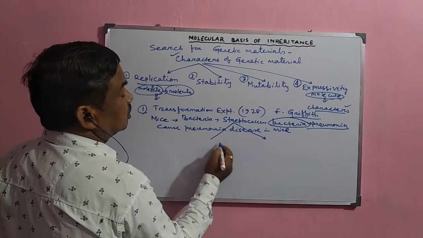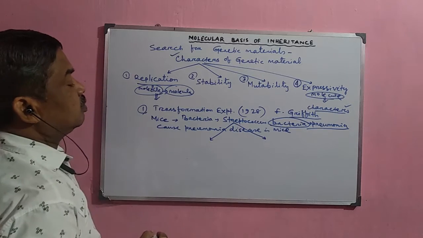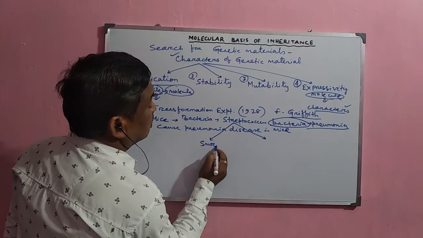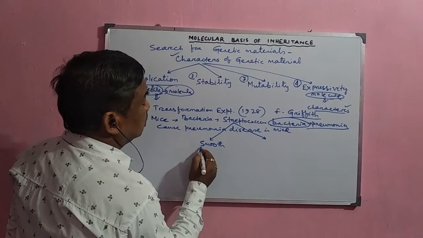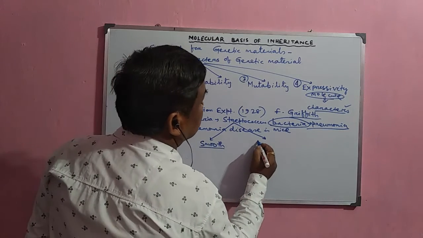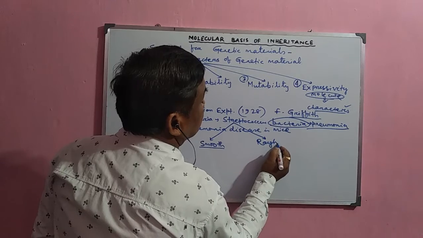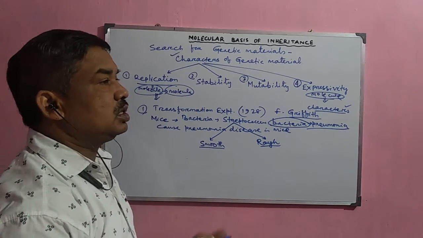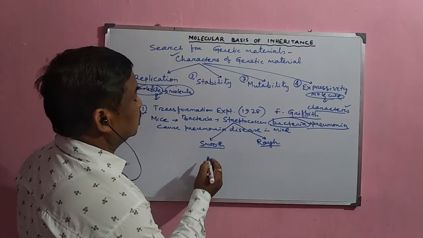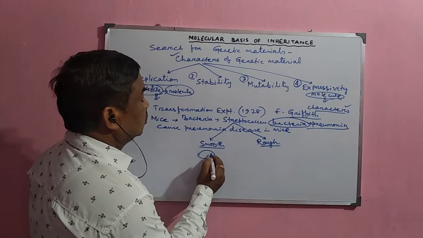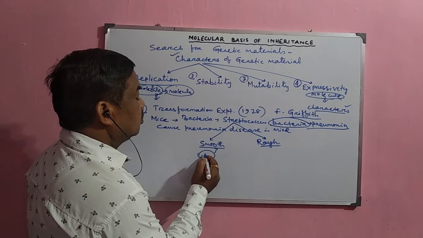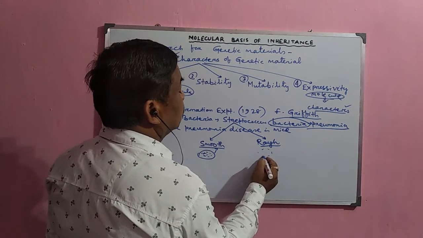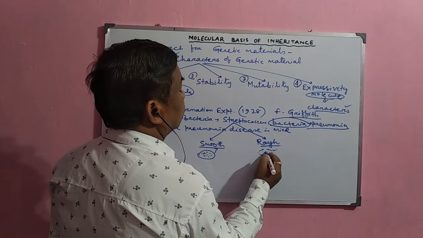But this streptococcus pneumoniae has two variants. The first one is the smooth variant or smooth variety, and another one is the rough variety. The smooth variety has a slimy smooth coat over the bacteria. So that is why it is a smooth coating bacteria. And another one has no smooth coating, that is why it is a rough bacteria.